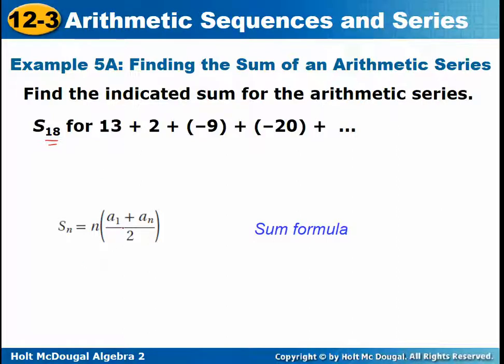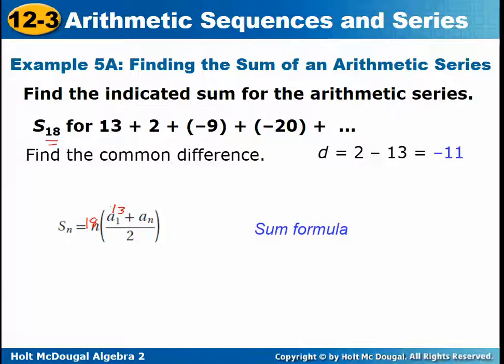We already know a sub 1, we already know n, but we don't know a sub n. So we could already put in that this is 13. We could already put in that we're looking for the 18th. But we need a sub n, and in order to find a sub n, we need the common difference.